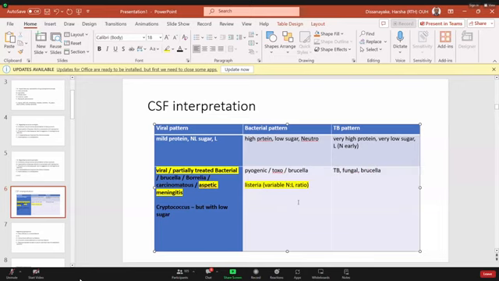Okay, so if you find high protein, low sugar, then you are seriously thinking of bacterial. So if it shows lymphocytic, don't get carried away. Think of Listeria as the possible cause. And you will find the TB pattern also with fungal meningitis and brucella. Okay, any questions? No questions. Very nice.